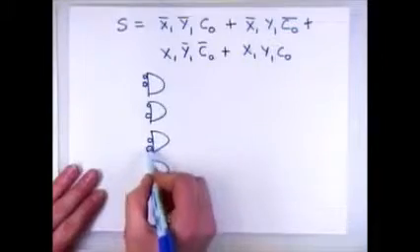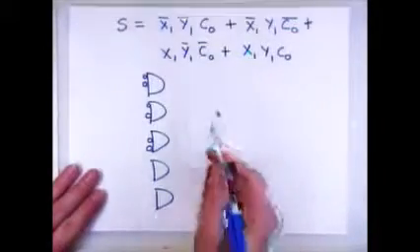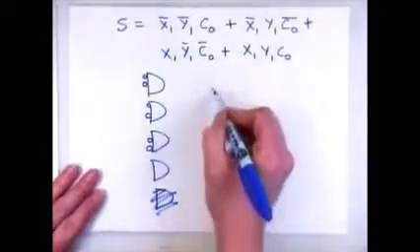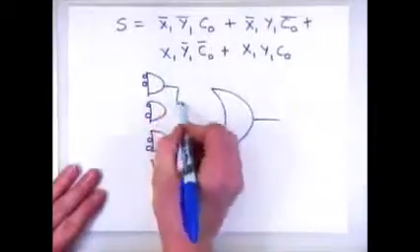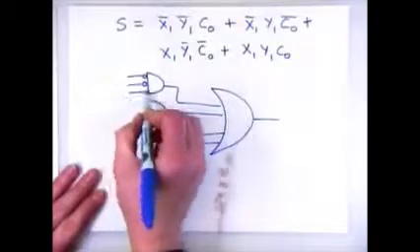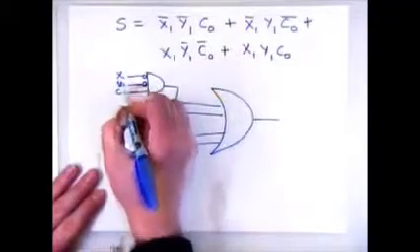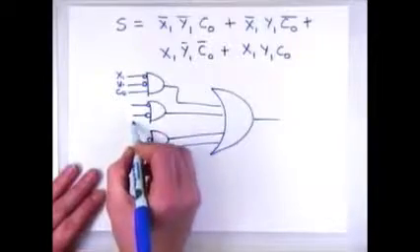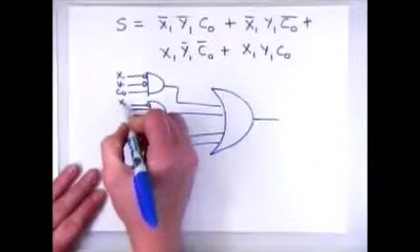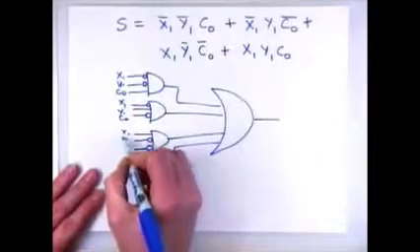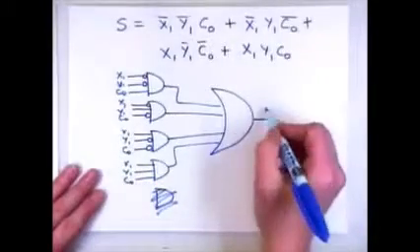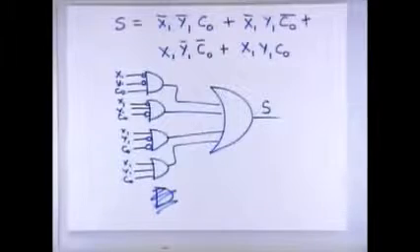So I'm making the gates for these, putting the nots on, and I skipped. Oh, I don't need 5 AND gates. I need a big OR gate here. So there's a circuit for S.